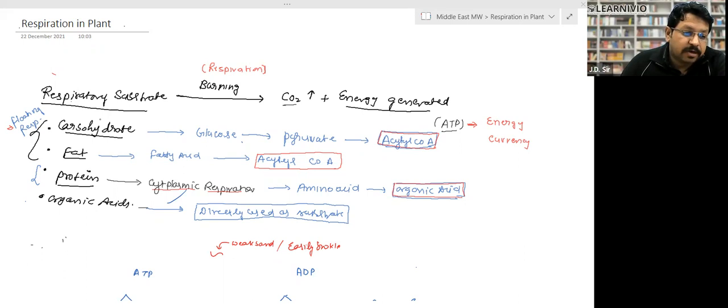Carbohydrate does not directly burn. Carbohydrate breaks down into glucose. Then glucose breaks down into what? Pyruvate. Then pyruvate into acetyl coenzyme A. Then it burns and produces energy. Right? Remember the sequence: carbohydrate will break down into its monomer, the simple substance glucose. Glucose will break down to pyruvate. Pyruvate will break down into acetyl coenzyme A. Then it will be used as a respiratory substrate.